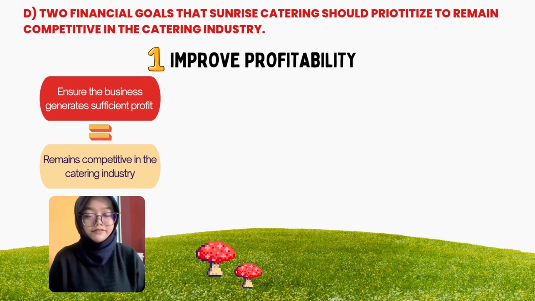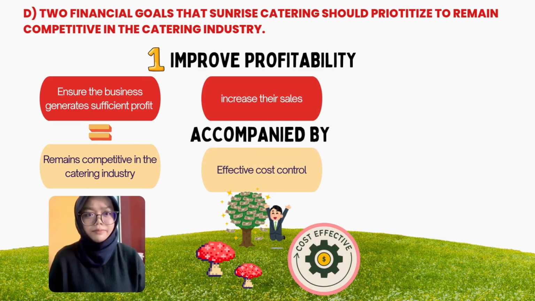Sunrise Catering can increase profitability by increasing its sales if it is accompanied by effective cost control. For example, Sunrise Catering could review its pricing strategy to ensure that the prices charged are sufficient to cover costs and generate reasonable profit. The company should also minimize food waste through proper inventory management and production planning, as this could help to reduce unnecessary expenses.